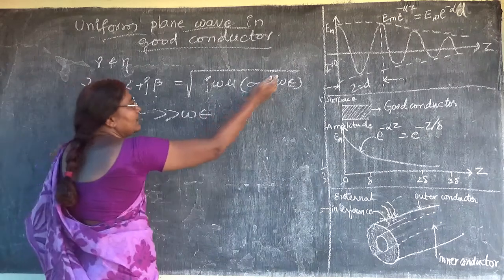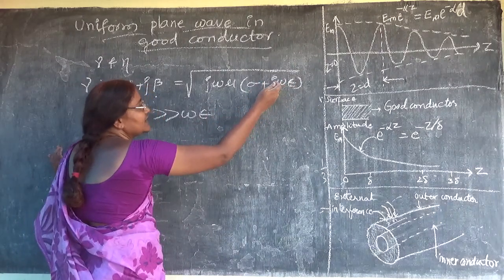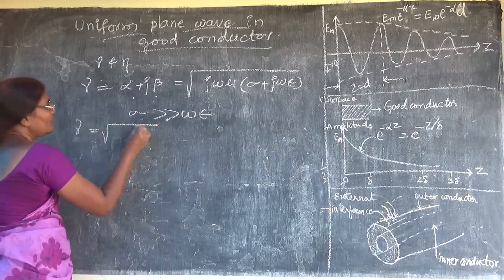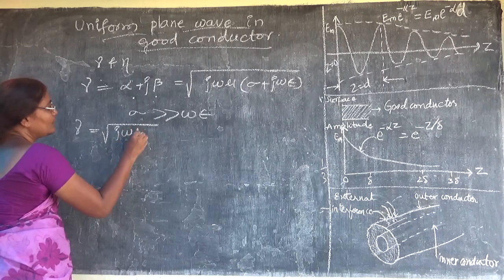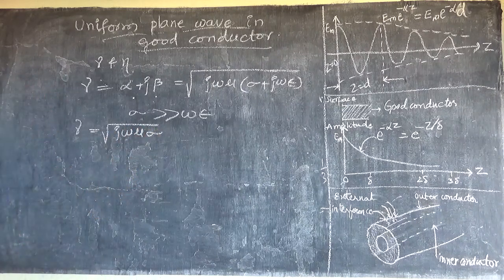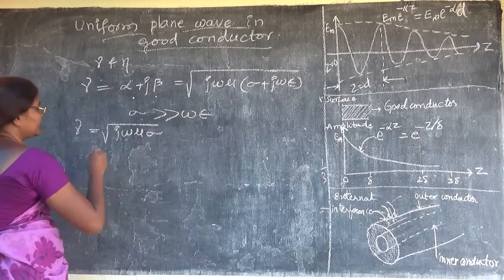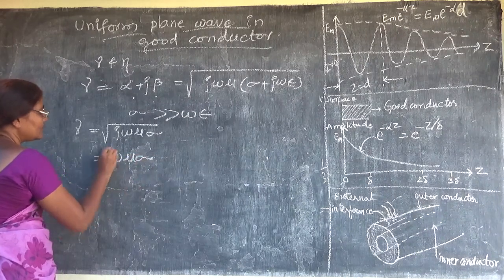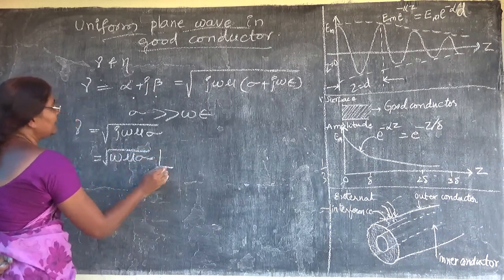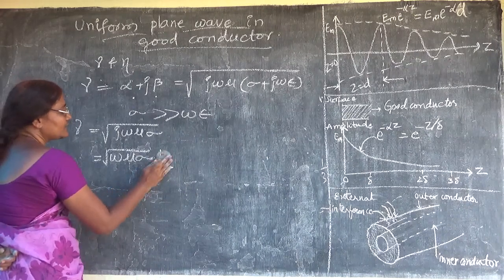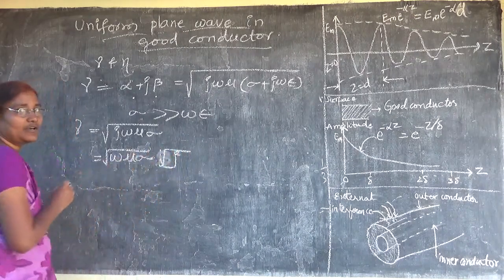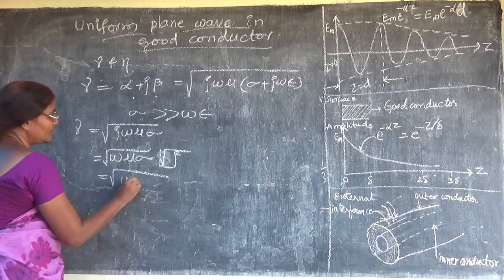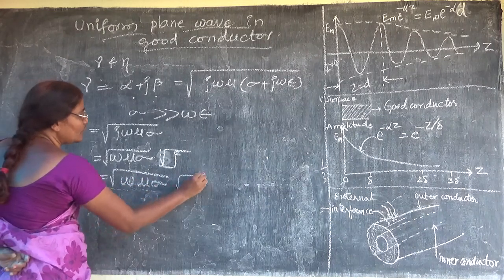We can avoid this j omega epsilon and we can take only sigma. So my gamma will become root of j omega mu sigma. So omega epsilon is neglected. So what it will be, this omega mu sigma under root angle 90 degrees, which is nothing but root of j. What is root of j? Root of omega mu sigma, root of 90 degrees.